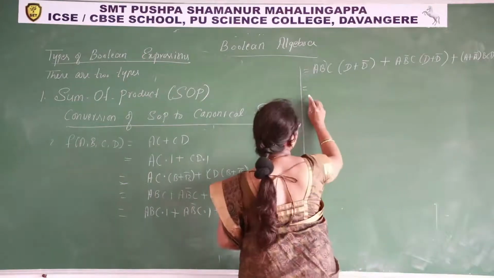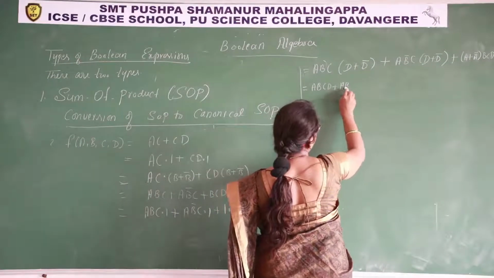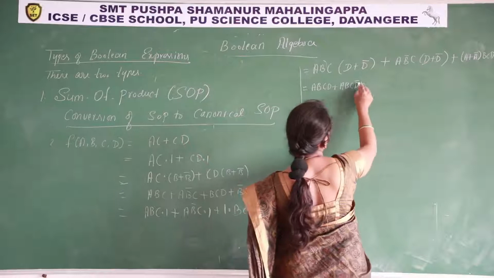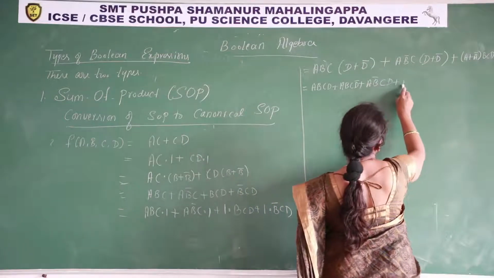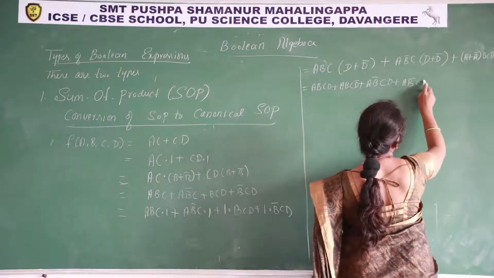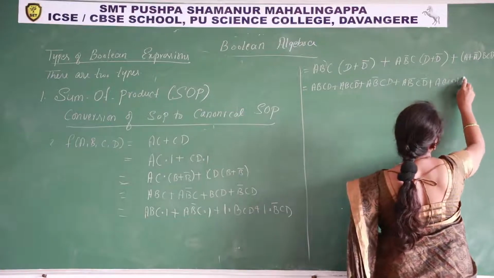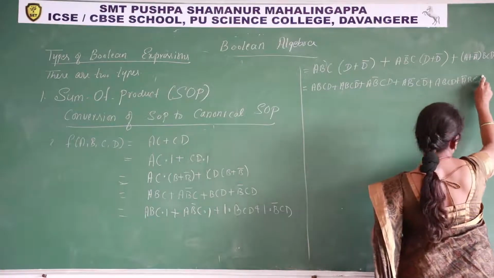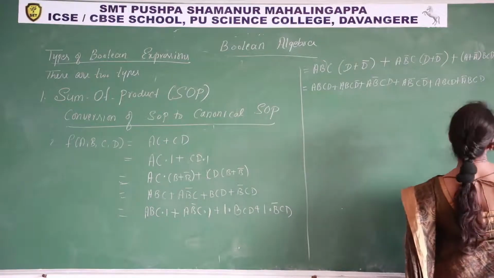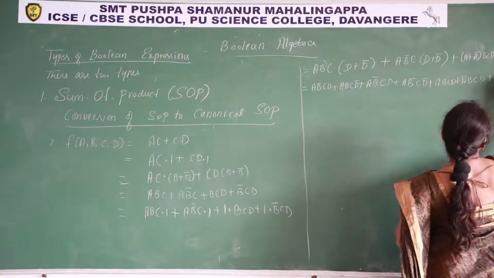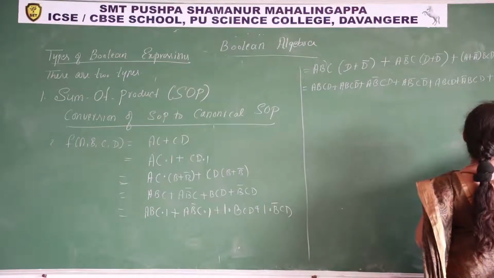That is equal to, by the distributive law, ABCD plus ABCD bar plus AB bar CD plus AB bar CD bar plus ABCD plus A bar BCD plus AB bar CD plus A bar B bar CD.